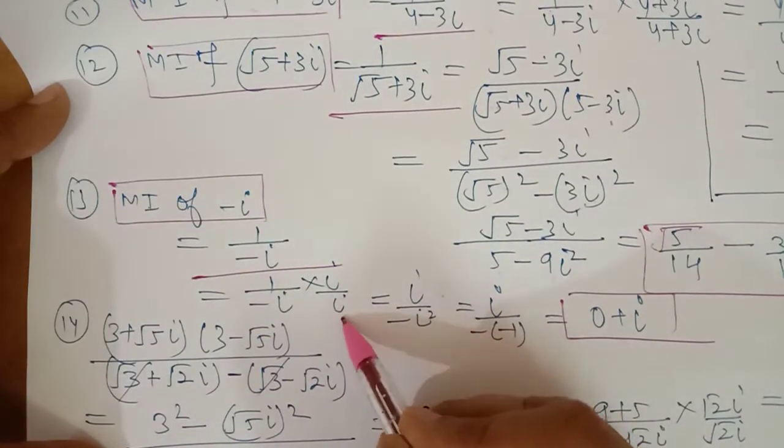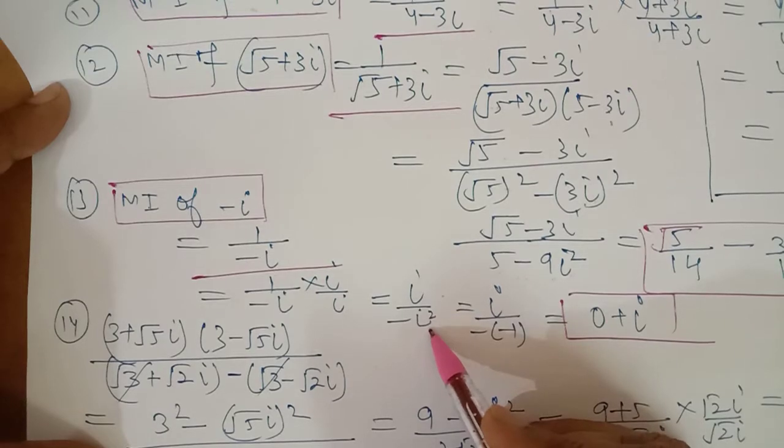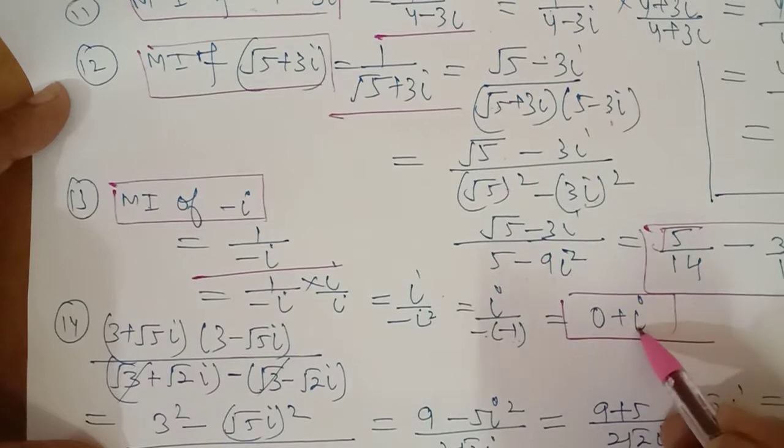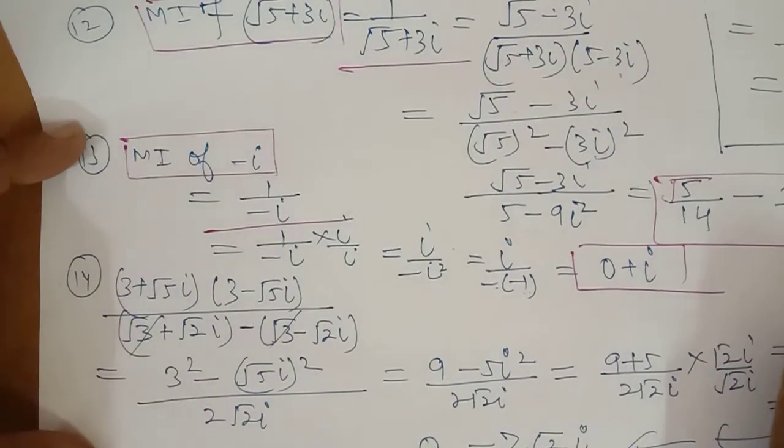Similarly, in question number 13, the multiplicative inverse of minus i will be equal to 1 upon minus i. Multiply numerator and denominator by i. You are getting i square in the denominator. You know that it is equal to minus 1, and i upon 1. You have to write 0 plus i in the standard form, a plus ib.